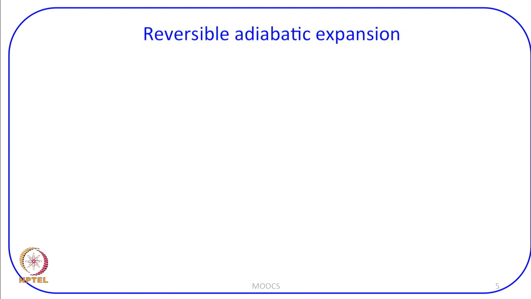Next, let us now talk about the special case of reversible adiabatic pressure-volume changes. Remember that when we were talking about isothermal expansion of perfect gases, we showed that the maximum work is available from the system when it is operating under reversible isothermal conditions. Now let us see what happens if we remove that condition of being isothermal and carry out the process under adiabatic conditions.